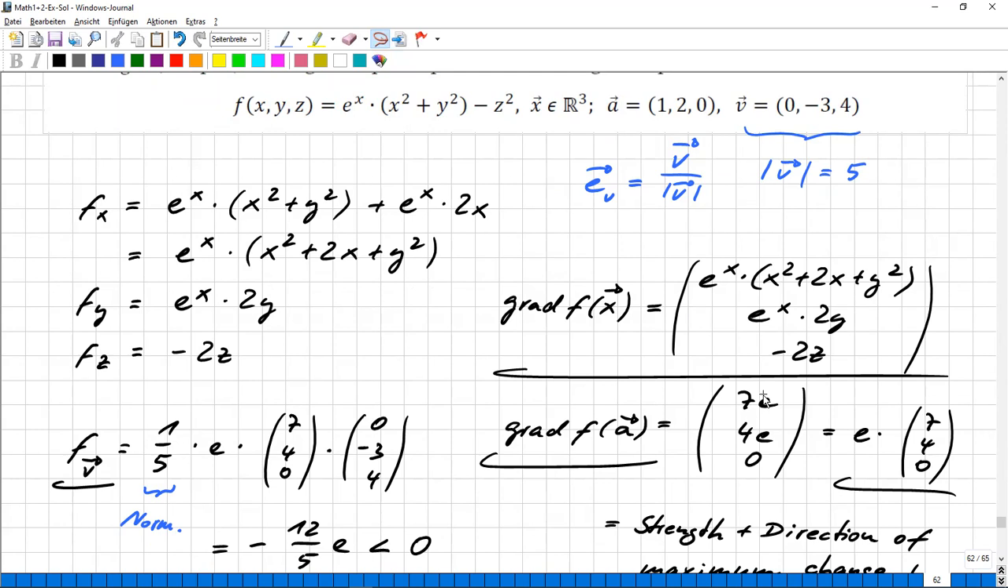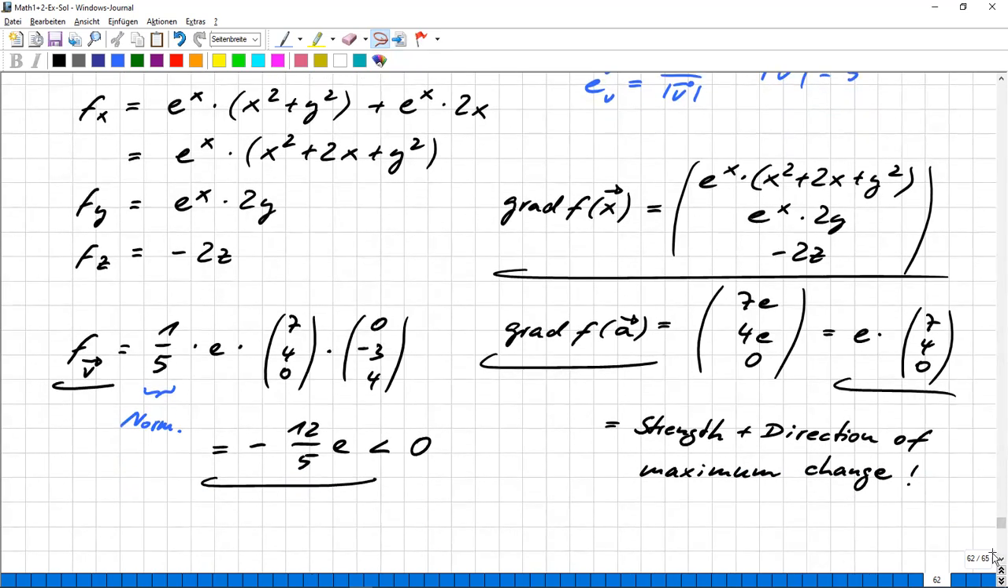This is just because it's mathematical, so I have Euler's number inside. Don't be confused about what it means. It means nothing. It's just this way of representing it. And then e^1 times 2 times 2. So I get 4e for the second and 0 for the third component because z equals 0. So that's easy. I get e times the vector (7, 4, 0). Here you see this is the direction in space, and also the absolute value of this is the strength of maximum change, or better speaking, maximum increase of this function.